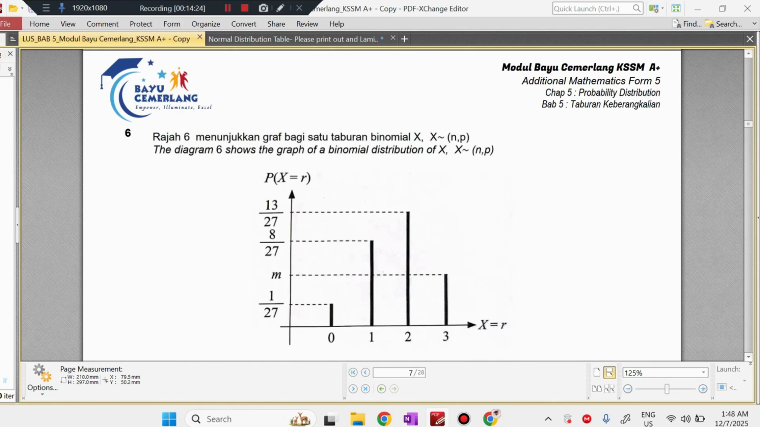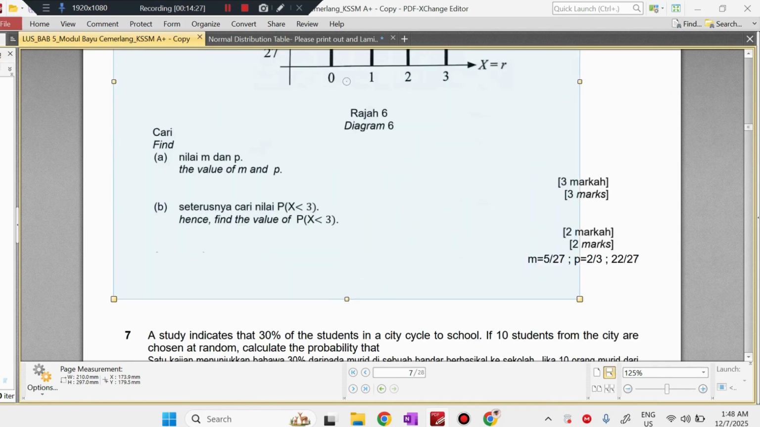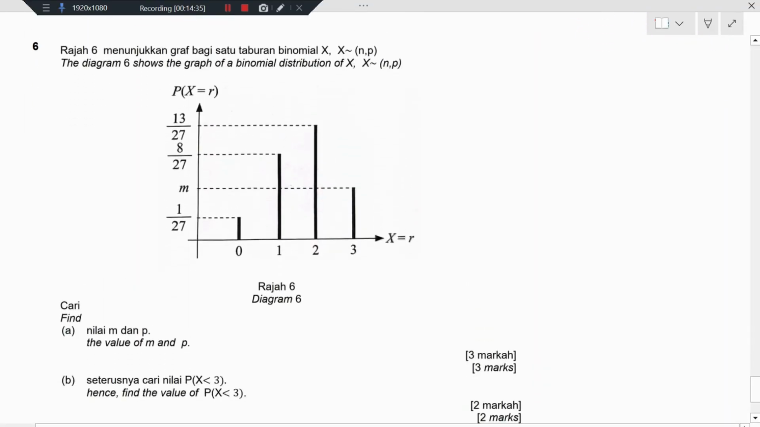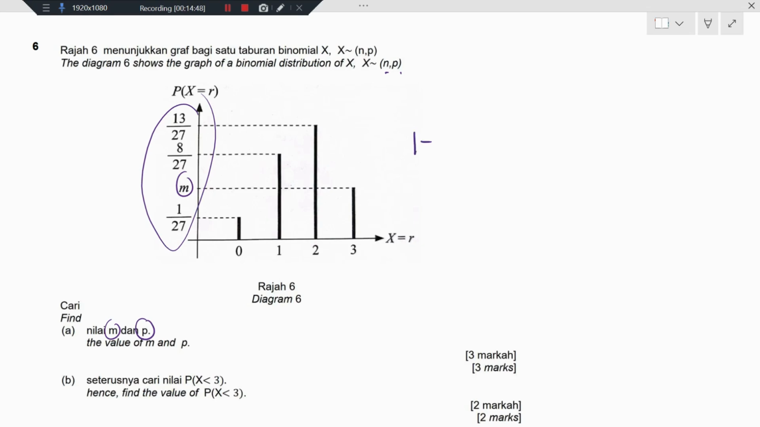Okay, next one. Question number 6. Again, another binomial question. So, this is your N, this is your P. Find the value of M and P. M is easy to find because the sum of probability is 1. So 1 minus probability x equal to 0 is 1 over 27, and then probability x equals to 1 is 8 over 27. Probability x equals to 2 is 13 over 27. And probability x equals to 3 is M.